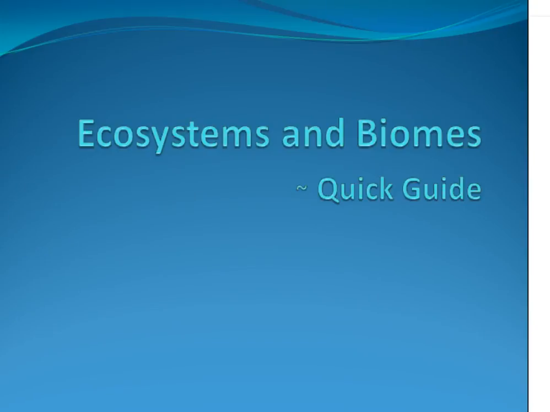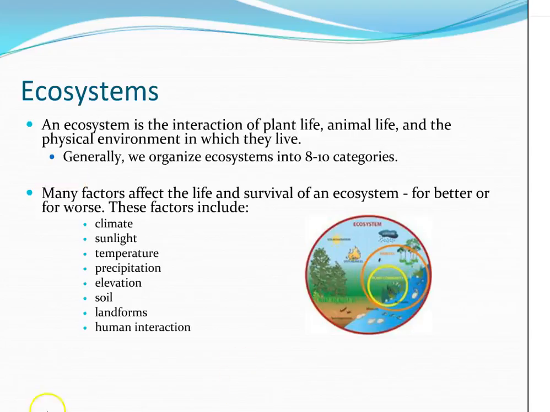Today we are going to discuss ecosystems and biomes. An ecosystem is the interaction of plant life, animal life, and the physical environment in which they live. Generally, we organize ecosystems into 8 to 10 categories.